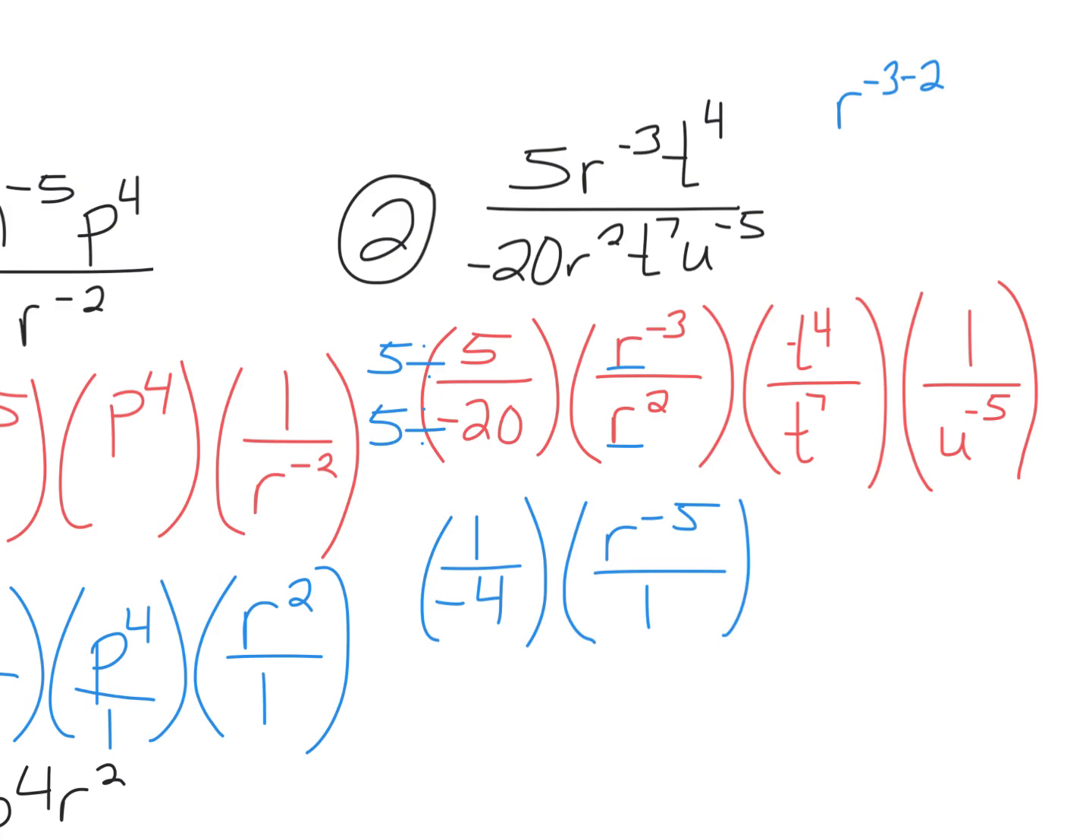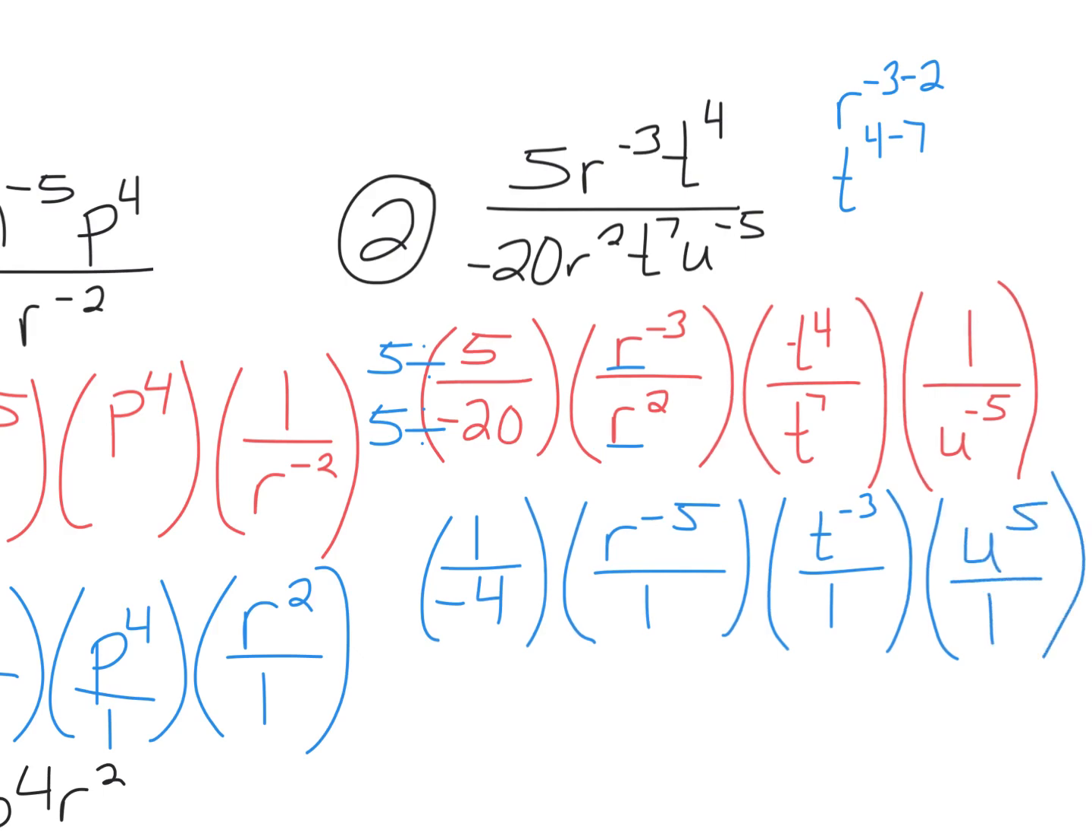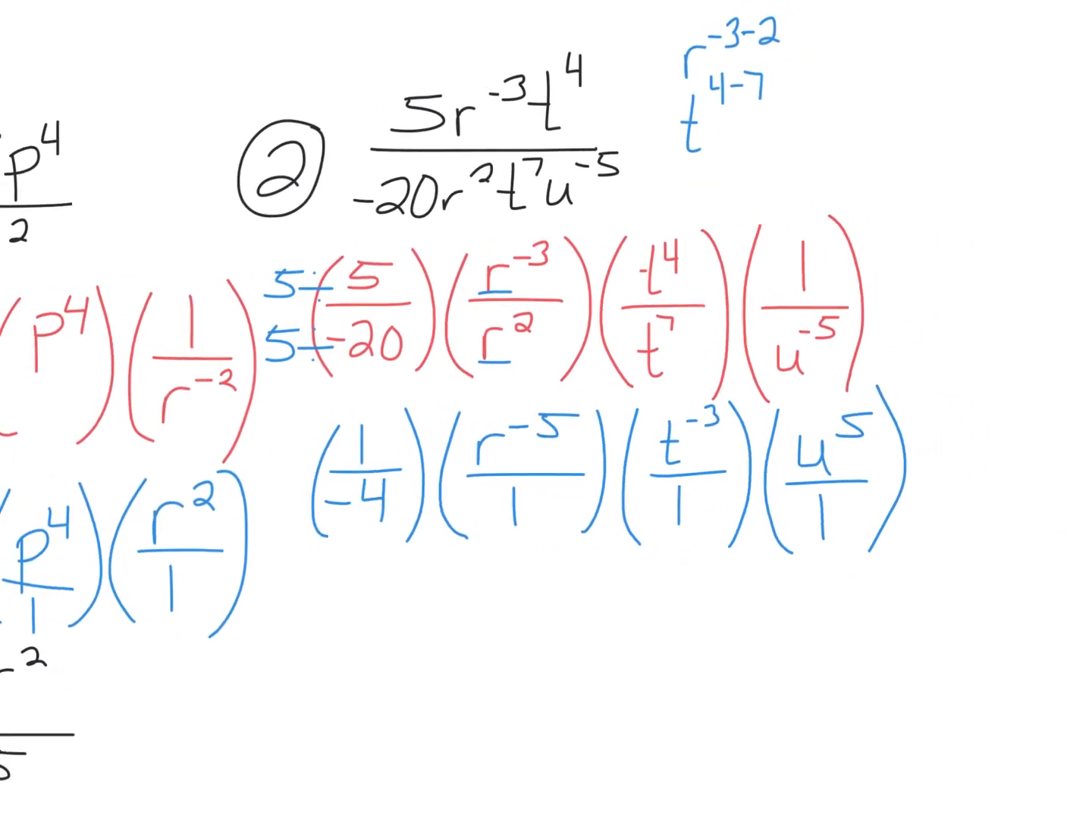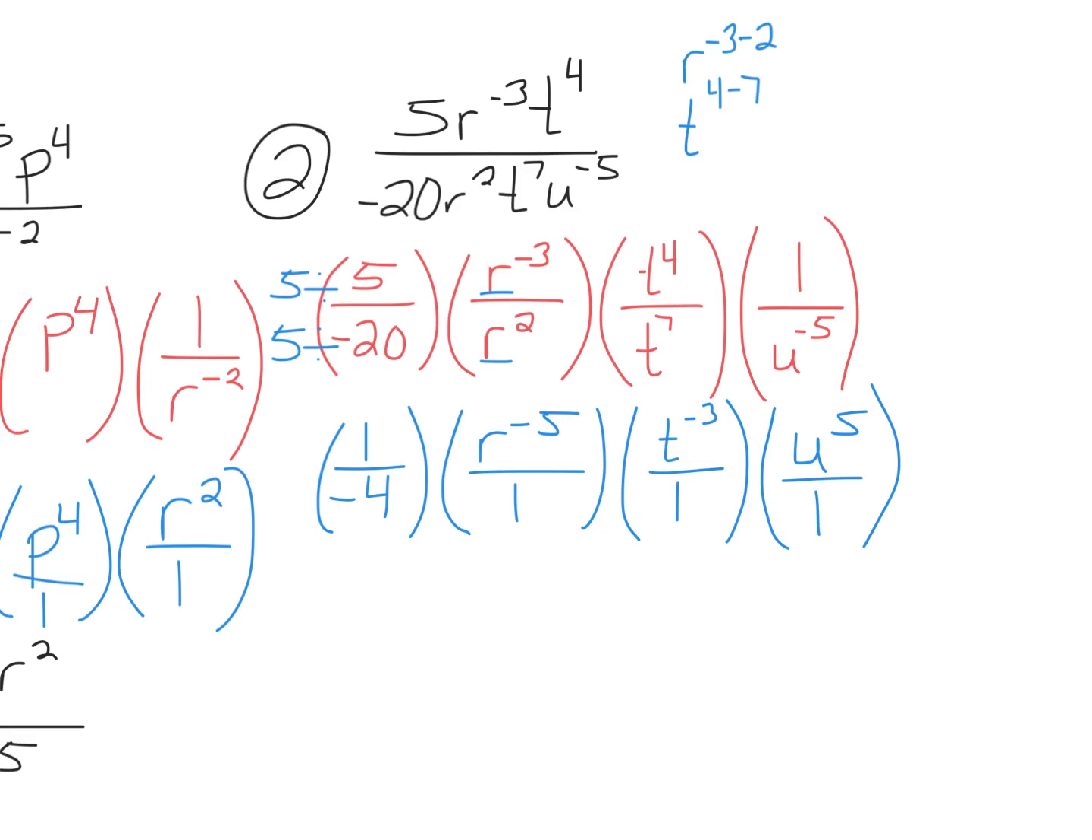Okay. Let's move on to the t's. What do I do with my exponents? t to the 4 minus 7. T to the negative 3, good. And then what can I do with the u to the negative 5? Flip it to what? U to the 5 over 1. Good. Is there anything else I can do to simplify? Look at the negative 1/4. Can I do anything with that? Nope. So I'm just going to rewrite.